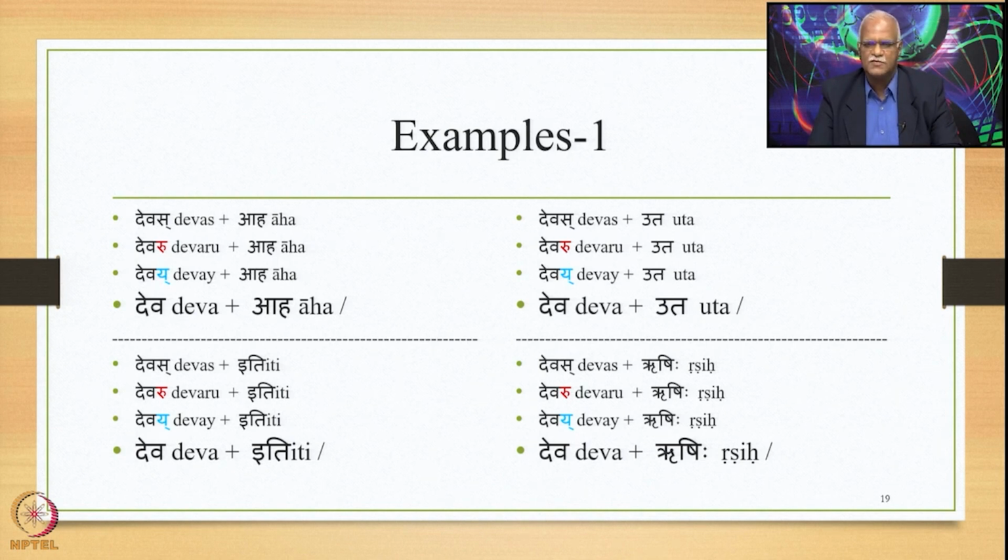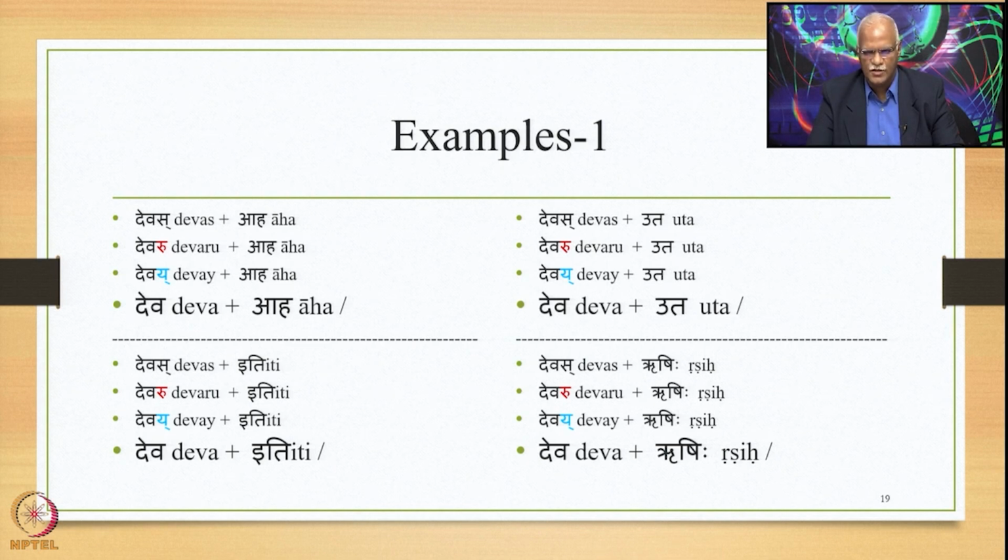Similarly, devas plus iti, and sa becomes ru, ru becomes ya, and then this ya is optionally deleted, so we have deva iti as an optionally derived form. Similarly, devas plus uta, and sa becomes ru, ru becomes ya becomes 0 optionally, and so we have deva plus uta as the optionally derived form.